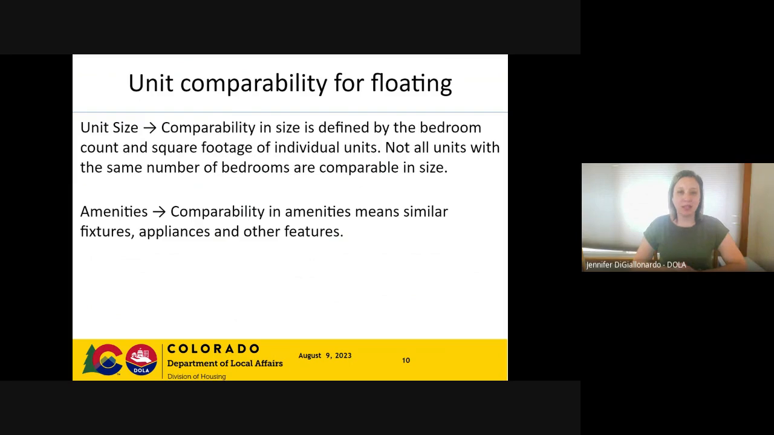Now, unit comparability for floating units. Again, we're talking about the unit size, so we want to make sure that if it's a 2-bedroom, we're floating to another 2-bedroom. The square footage also needs to be comparable. So say we're in a 700 square foot unit, it needs to be transferred to a 700 square foot unit. The amenities, they need to be similar to that original unit. So say that there are specific appliances, a washer and dryer in unit A. We need to make sure that unit B also has those amenities to ensure that we're properly floating the assistance. Otherwise, it is no longer comparable and we cannot float that assistance.